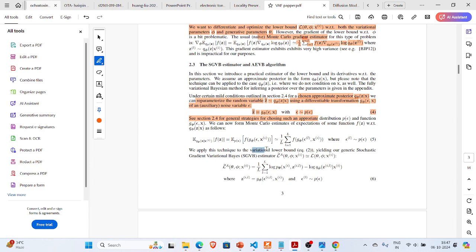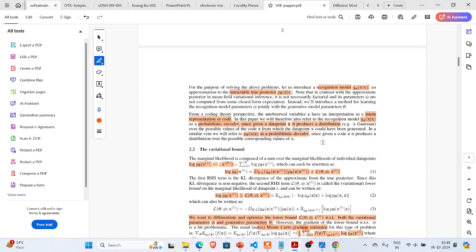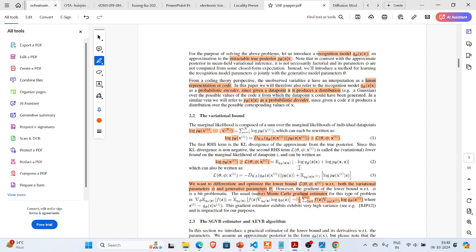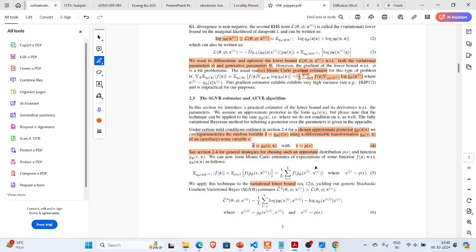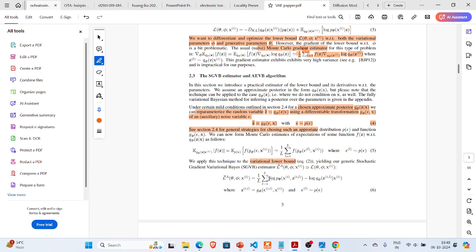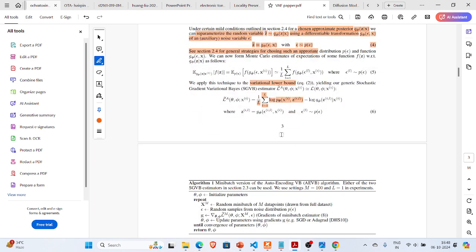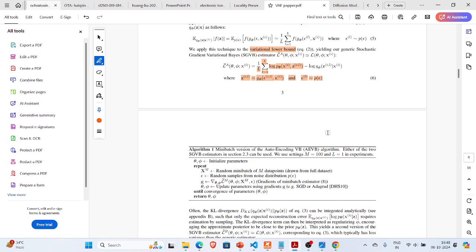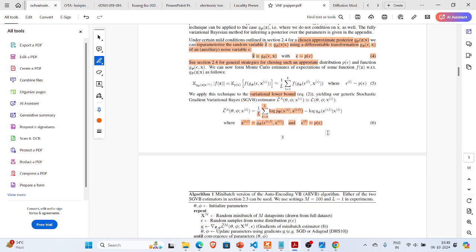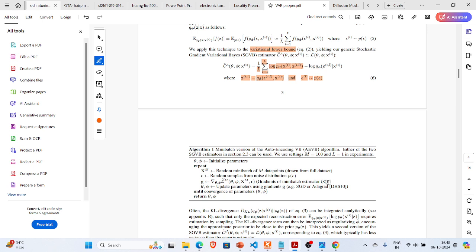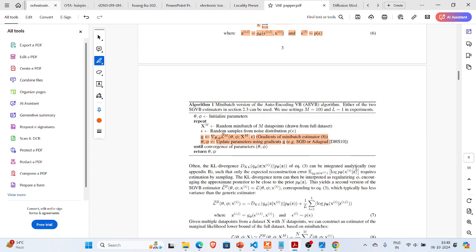So we apply this technique to the variational lower bound in equation 2, as you can see this one. We need to take the derivative and maximize this one. So we've done that, and it comes out to be, with Monte Carlo approximation, like this, and with this reparameterization trick. So the critical part is taking the derivative of the lower bound of the evidence, and then updating using SGD or Adagrad. These are optimizers.